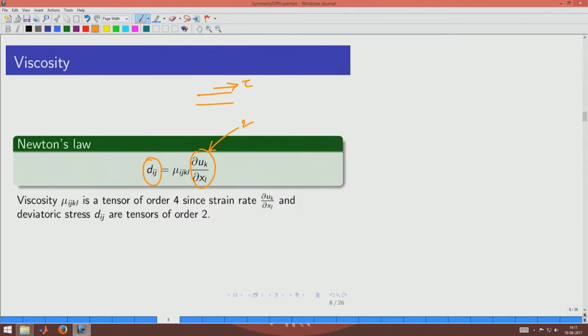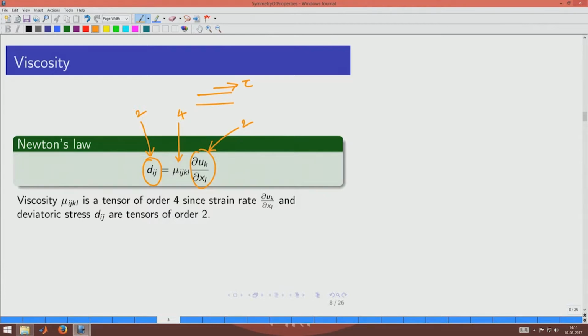And for the left hand side, deviatoric stress, which is the most general form of the stress state without the hydrostatic component, you would have that also having the same order of tensor as the stress itself, which is basically 2, which means that the quantity that connects these two, the property, should be a tensor of order 4. So, what we are trying to say here is viscosity is a tensor of order 4.